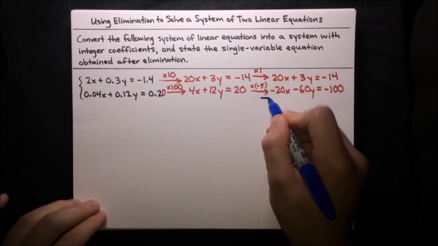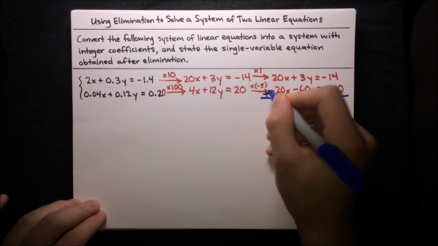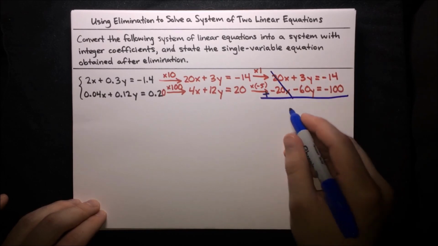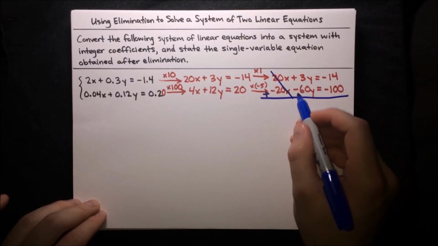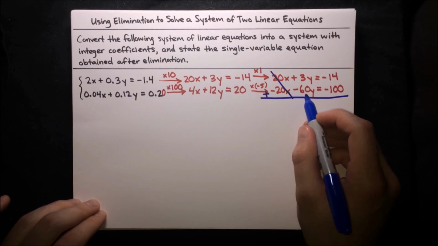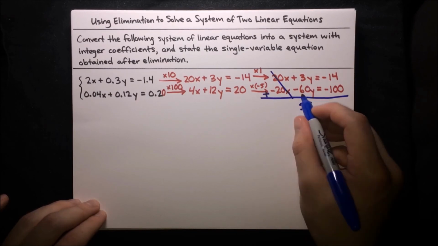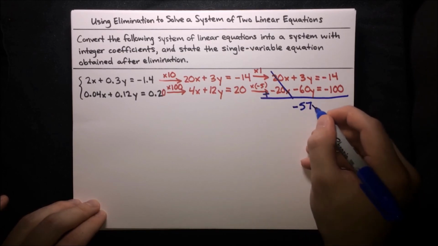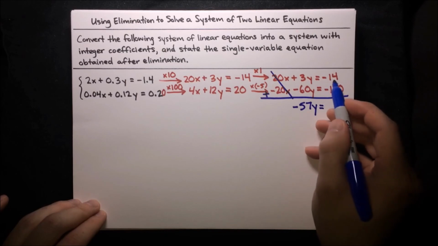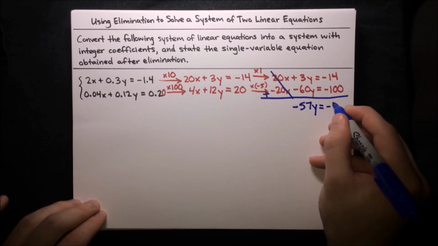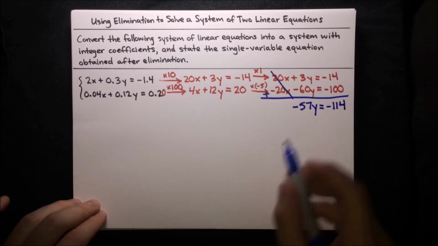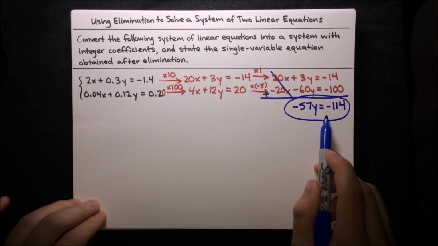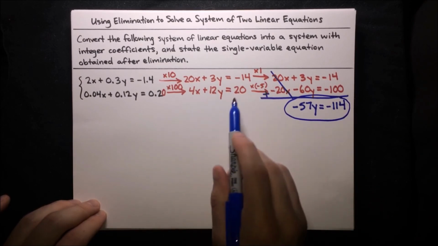Alright, so now we just add these two equations and we should be done. So 20x minus 20x, that just cancels, that eliminates, we've got 0x, so just ignore it totally. And then 3y minus 60y, well, the difference between 3 and 60 is 57, but 60, the bigger number, has the negative on it, so negative 57. So negative 57y is equal to negative 14 plus negative 100, just negative 114. And there we go, there's the single variable equation obtained after elimination. We could just solve that for y, then plug our solution into one of these equations to solve for x, and then we'd be done.